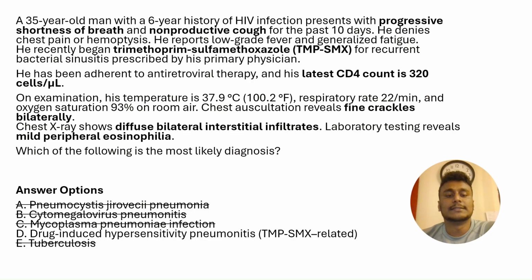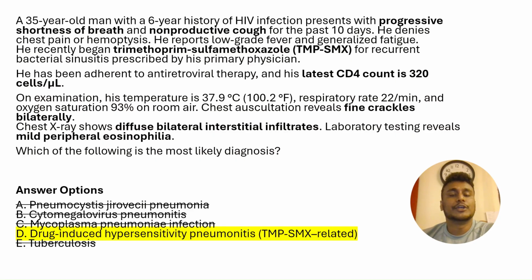Now for the final option that is left, drug-induced hypersensitivity pneumonitis, that is like trimethoprim sulfamethoxazole induced hypersensitivity pneumonitis. Let's talk about that. So this is the correct answer. Everything fits perfectly to the vignette according to this option. The patient was recently started on trimethoprim sulfamethoxazole, a sulfa drug known to cause drug-induced interstitial pneumonitis or hypersensitivity reactions in some patients. That explains the gradual dyspnea, non-productive cough, bilateral diffuse infiltrates, and very importantly, the peripheral eosinophilia. The timing of the symptoms soon after starting the medication seals it.